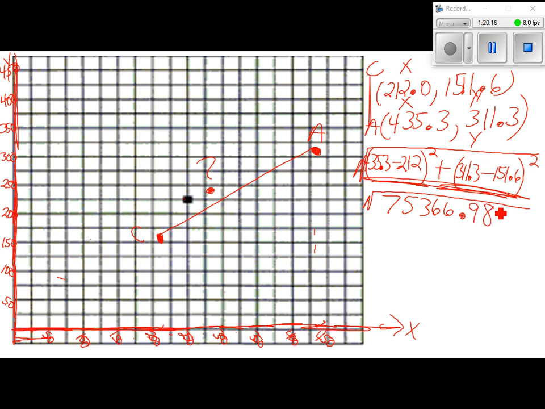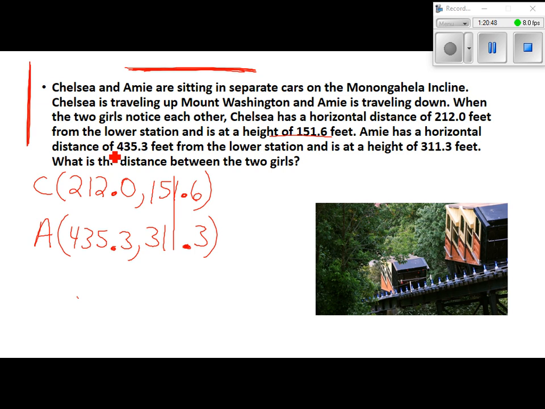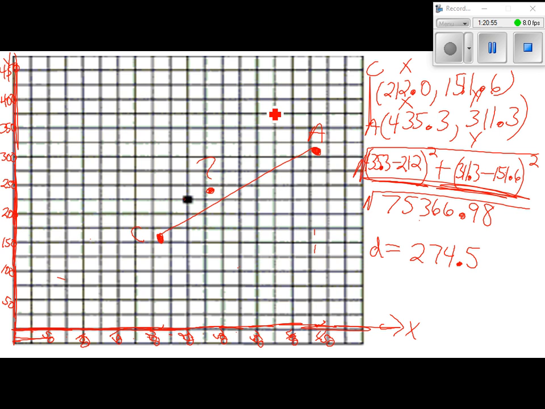Then all I'm going to do is hit second square root and type in that number, 7536.98. Hit equals and it tells me that my distance ends up being 274.5. If I look back at the problem, the units were in feet. So that means the girls, when they saw each other, were about 274.5 feet apart.